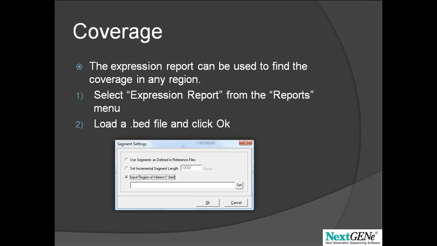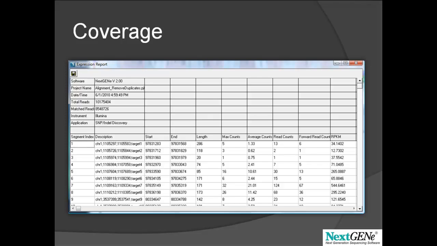The expression report is useful for finding the coverage in any region. To open the expression report, simply select the expression report from the Reports menu. Load a bed file, and click OK. The expression report can be saved as a tab-limited text file by clicking on the Save icon. It can then be opened in a spreadsheet program such as Microsoft Excel for further processing.